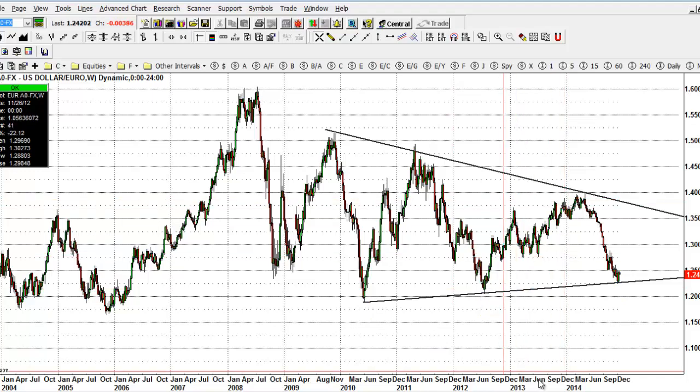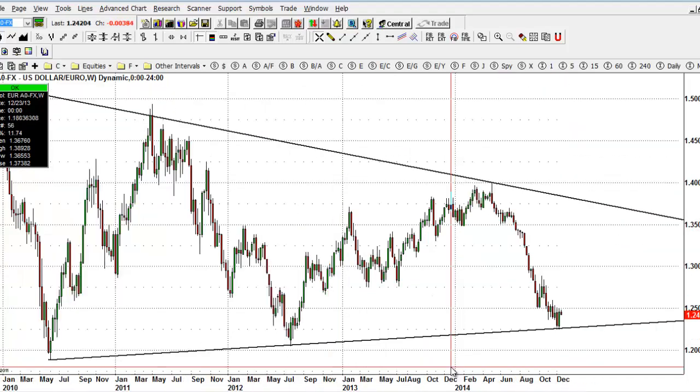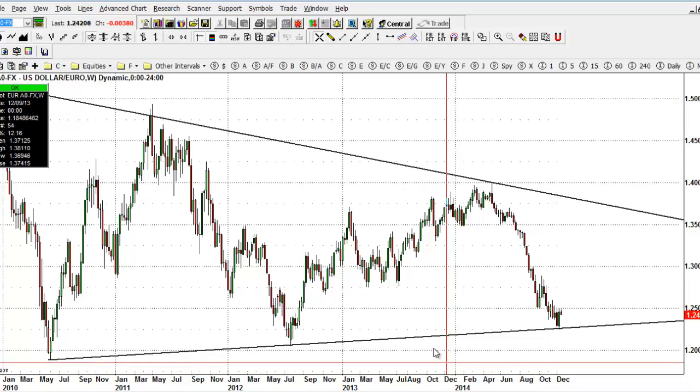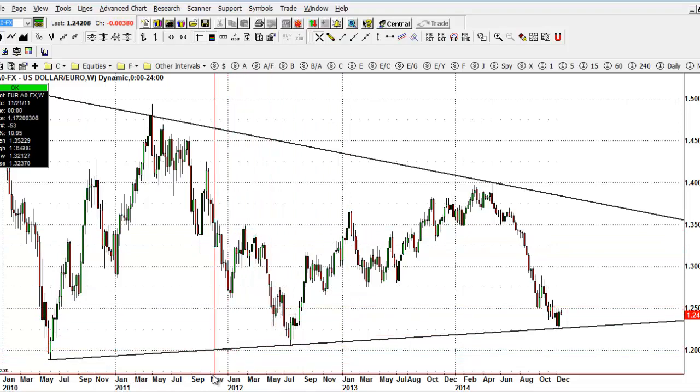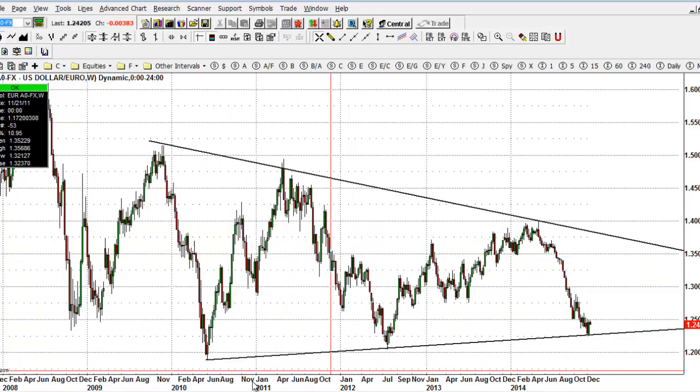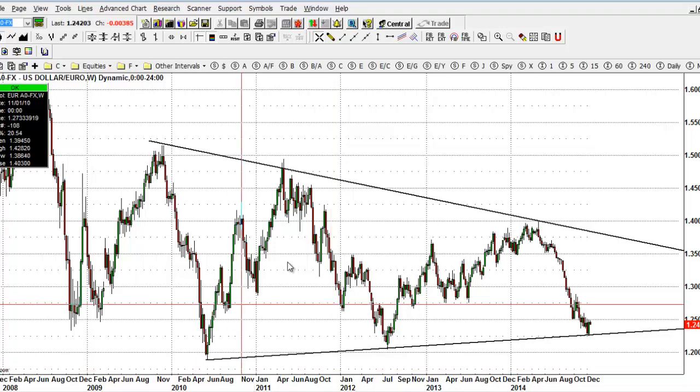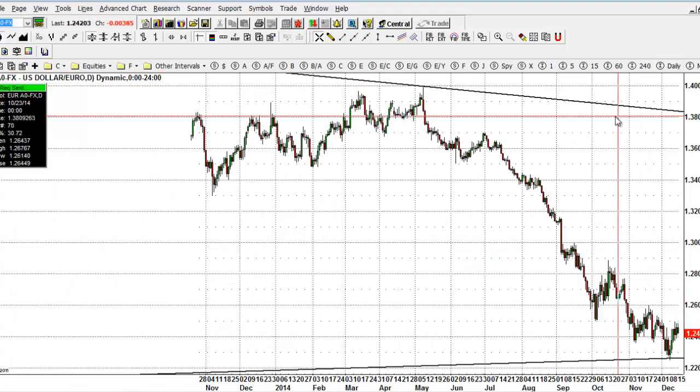This is the weekly chart of the euro, and it's good to look at the weekly charts for a higher level bird's eye view to see what exactly is happening in the currencies. Sometimes we focus too much on the 15-minute chart or the hourly chart, but it's good to know what the critical and long-term support areas are, and we are up against critical support.